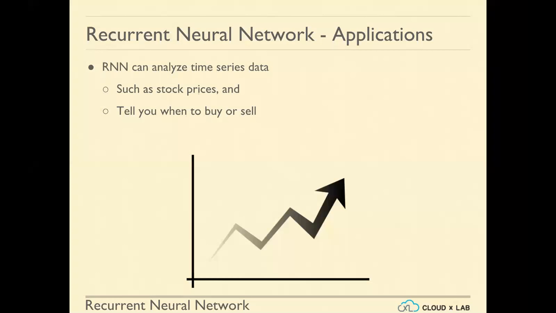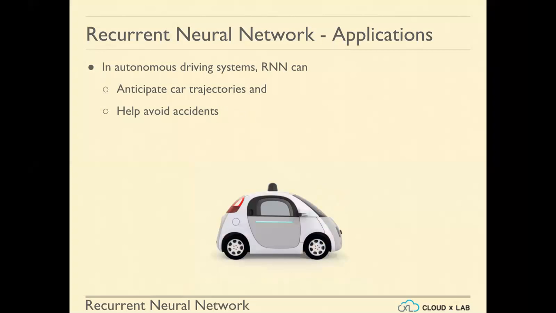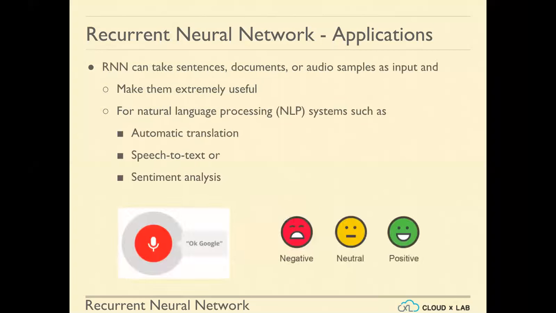All right. So this is quite an important chapter and it's quite useful to you, and it is essentially something which we see all the time. So in an autonomous driving vehicle, an RNN can be used to anticipate a car's path or trajectories, and it can help avoid incidents, right? And RNNs can take sentences, documents, as well as audio samples as input and make them extremely useful.